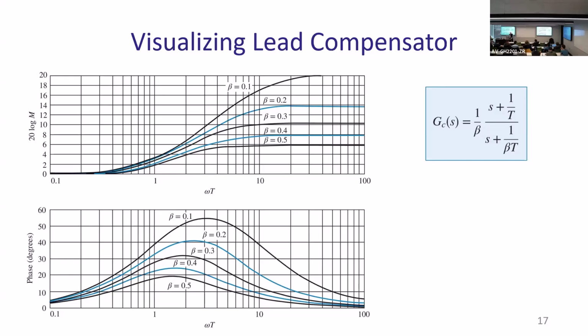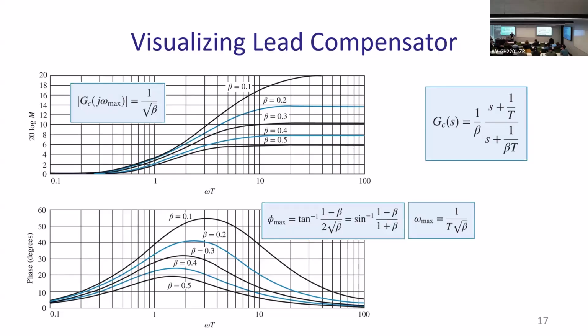Okay, additional things that I need to compute here is where is the maximum, like how much gain I will add at a particular crossover point, which will be j omega max. So the crossover point, I will call it omega max. This is the frequency. And it will be 1 divided by square root of beta. And phi max, which is the maximum phase at that point, will be dependent on beta. It will be arcsine of 1 minus beta divided by 1 plus beta. So from beta, you actually can compute what is the maximum angle that you will add by that lead network.